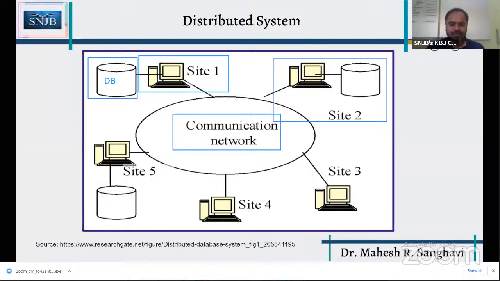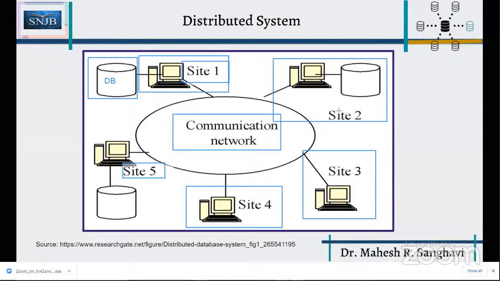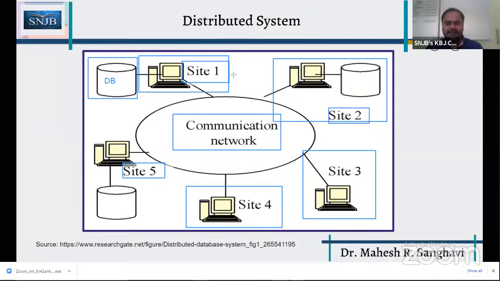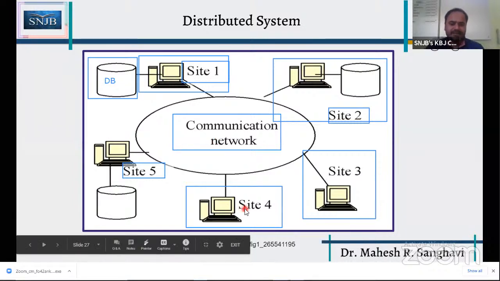I hope it is quite clear to you that it is simply a connection of a network where every site will have its own database, or there may be a possibility like site 3 and site 4 don't have their own database, but they may access the database of site 5, maybe site 1, or maybe site 2. It's up to the system which particular site will access which type of database.